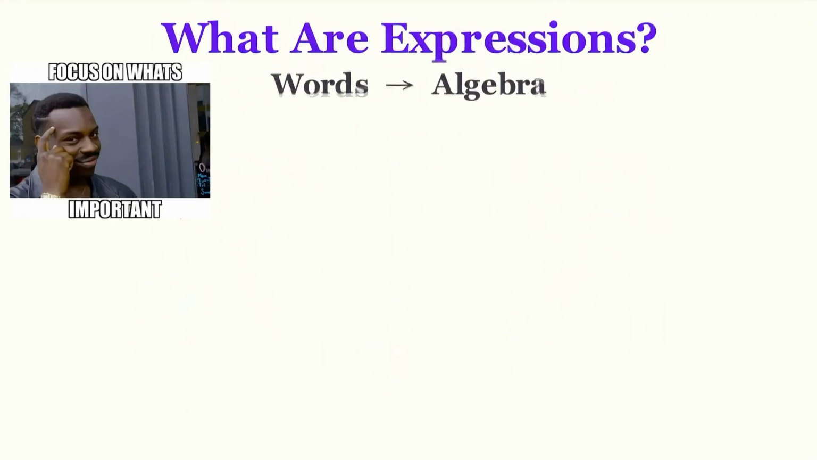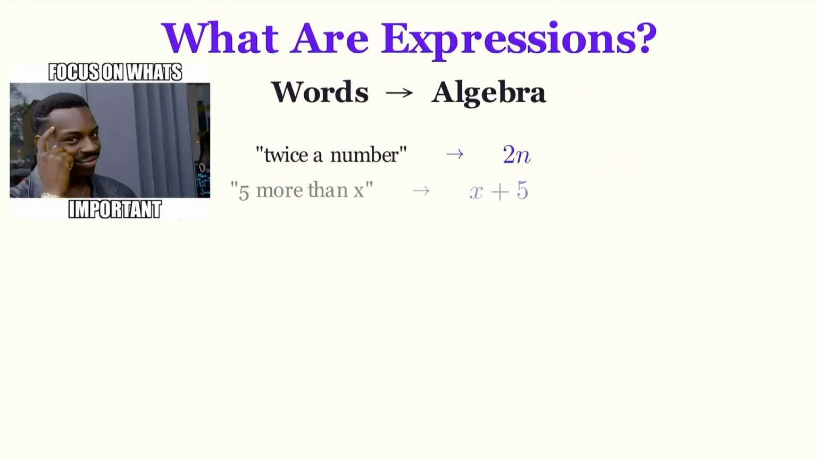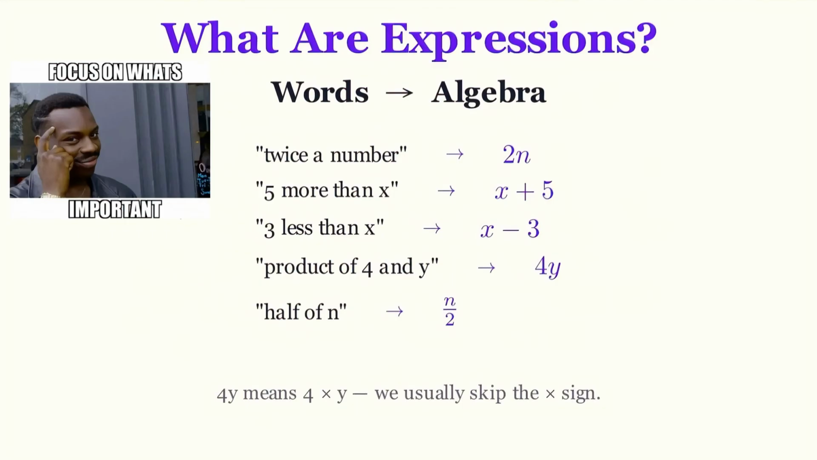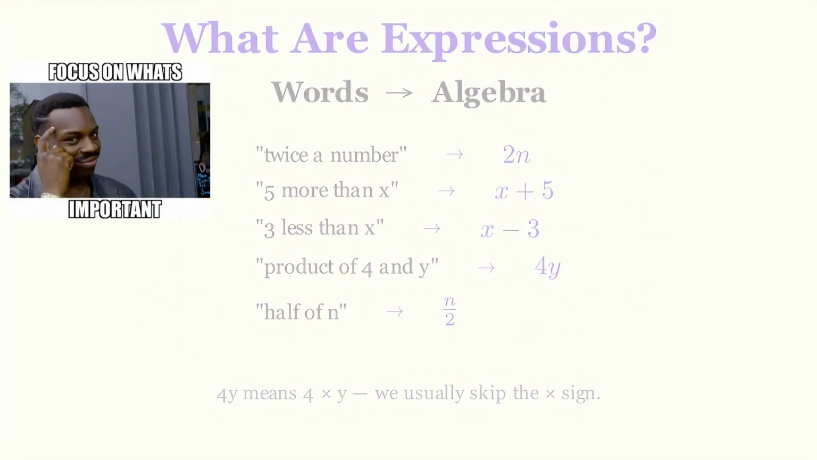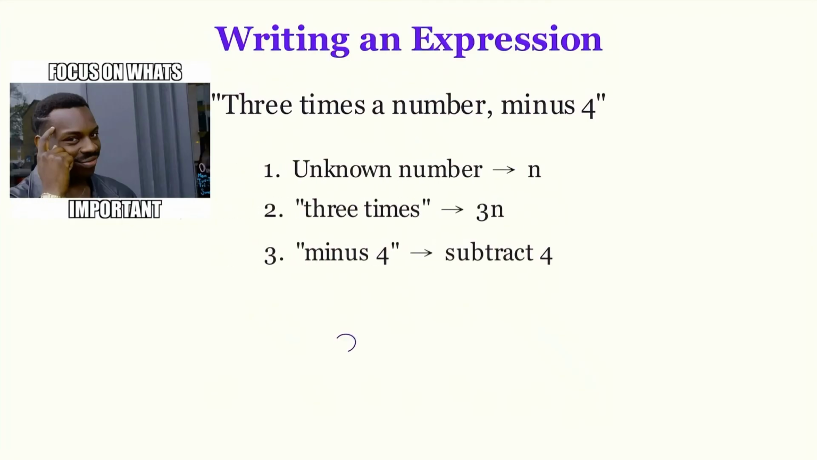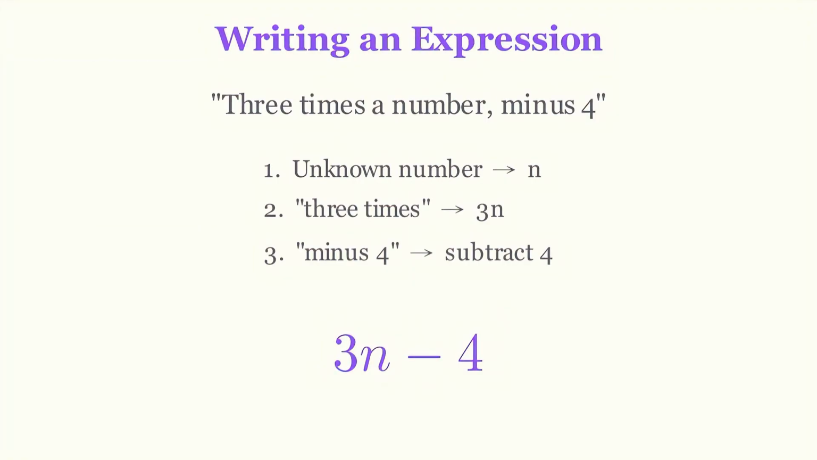Quick translations. Twice a number. 5 more than x. X plus 5. Product of 4 and y. 4y. Notice we don't write the times sign. 4y just means 4 times y. Try this one. 3 times a number. Minus 4. Step 1. Call the unknown n. Step 2. 3 times means 3n. Step 3. Minus 4. Answer 3n minus 4.